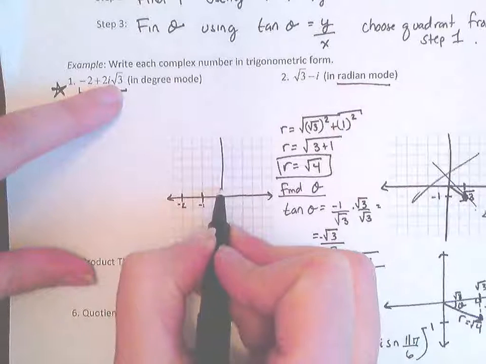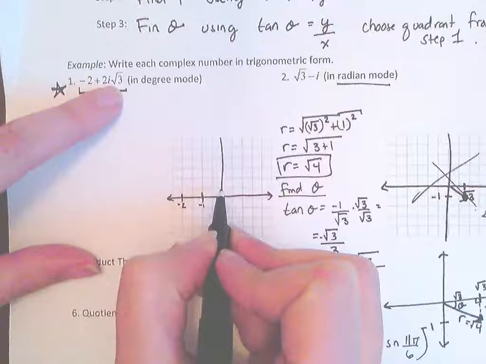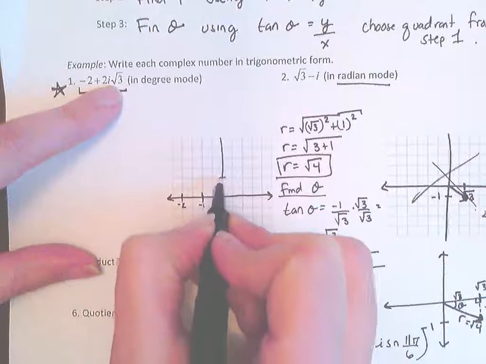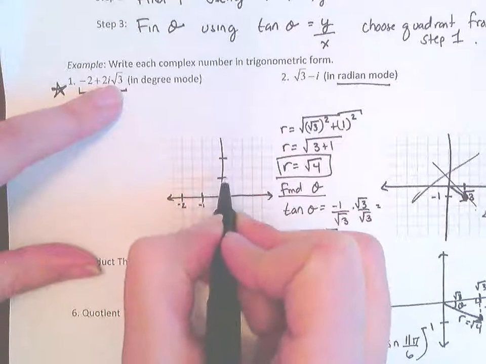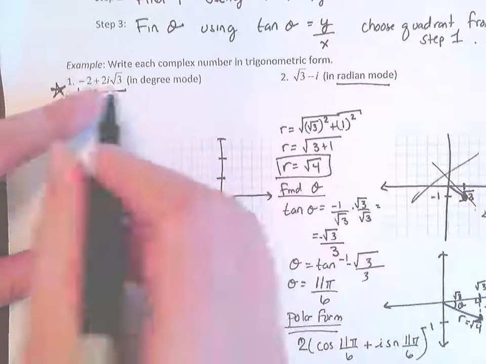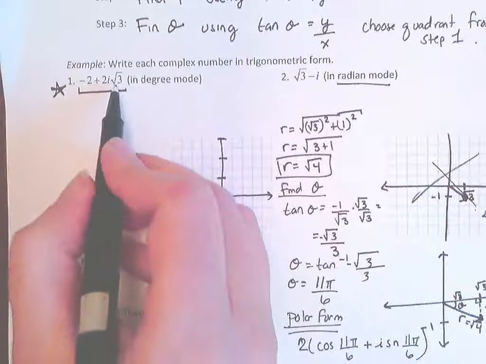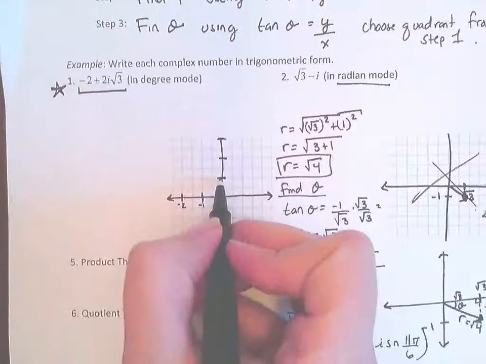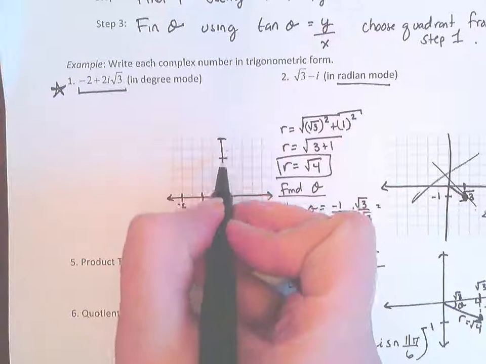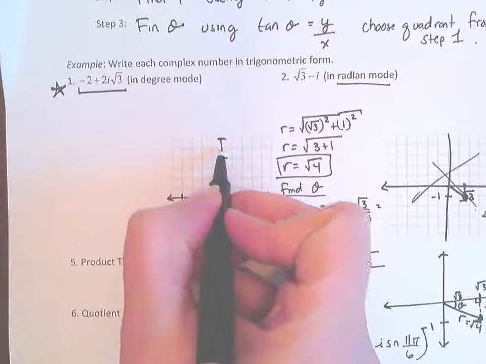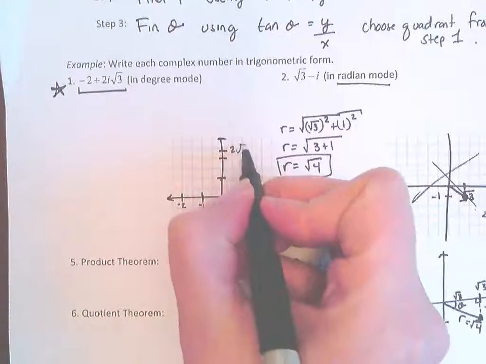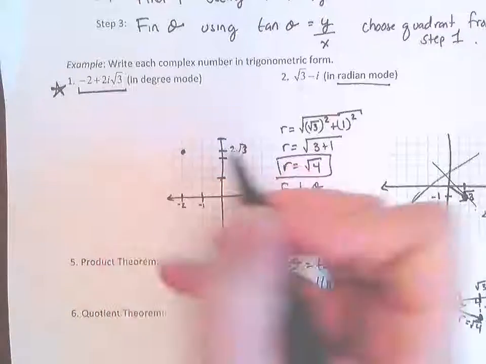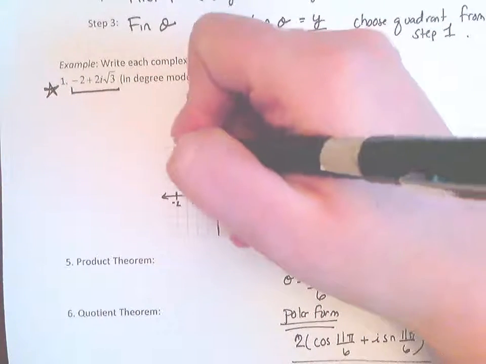I don't have my calculator on me, but it's about 2.6. So this is 1, 2, 3. If square root of 3 is about 1 point something, times that by 2, we're going to end up with approximately 2 something. So right here, let's call that 2 square root of 3. That's on the imaginary axis. So negative 2, 2 square root of 3. There's my vector.